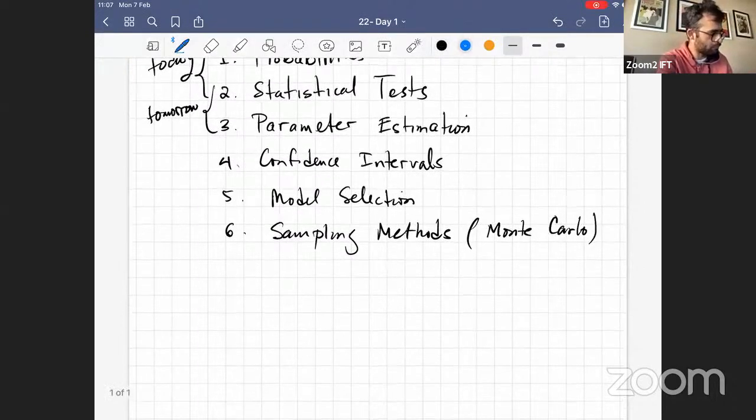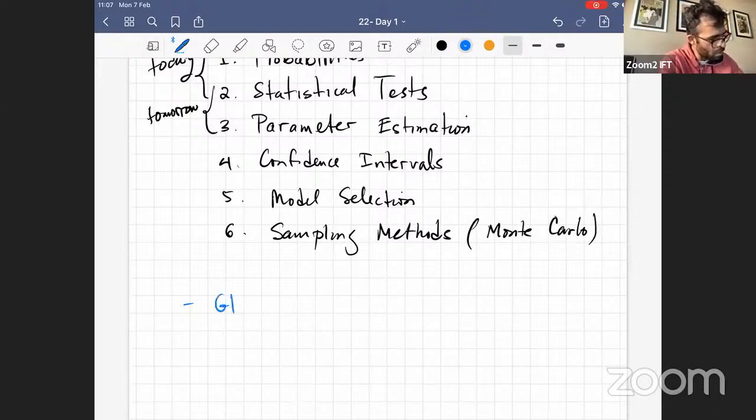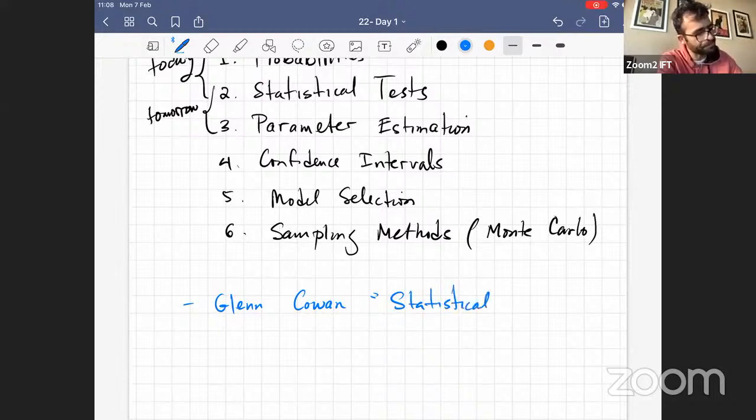Okay, the bibliography. I have followed mostly Cowan's book. So this guy is Glenn. I don't remember now if there are 2 N's. Maybe not. Okay, I will put 2 N's, but I am not sure about the 2 N's now. The Cowan's book, and the book is called Statistical Data Analysis. So this is mostly about this book.